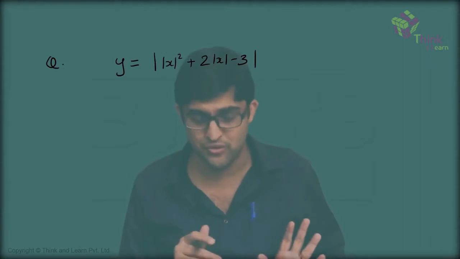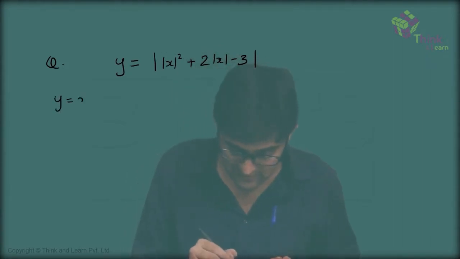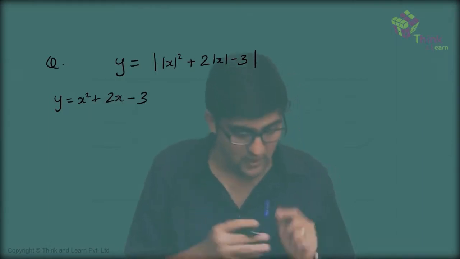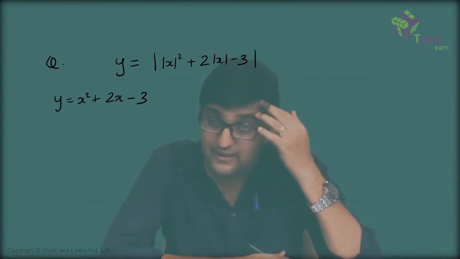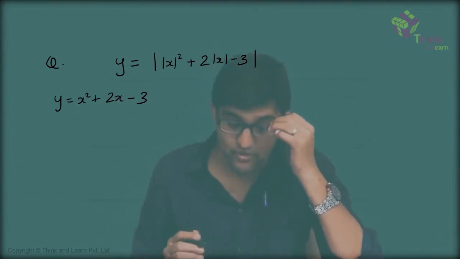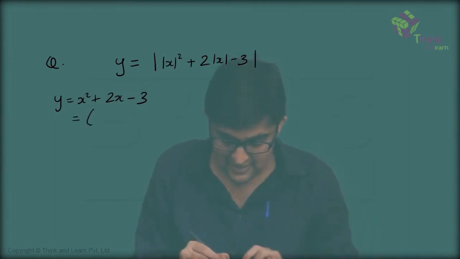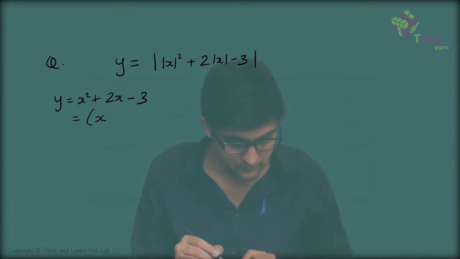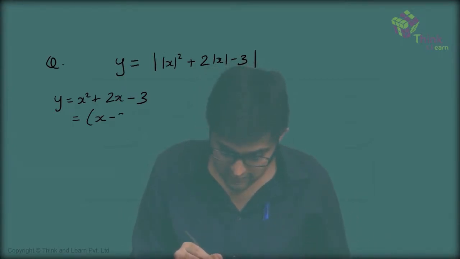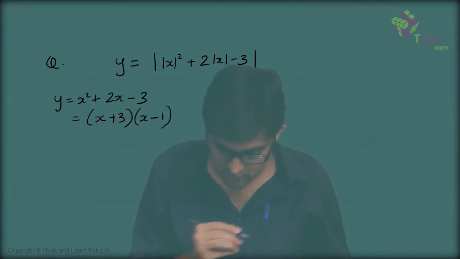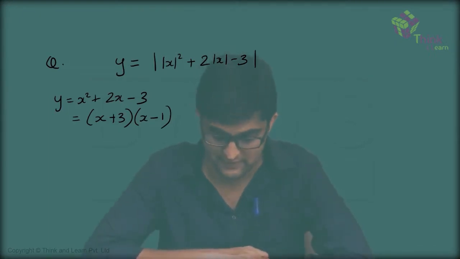So start with a function you know. So let me start with this function y is equal to x square plus 2x minus 3. You know this function very well, so you can easily draw this function. If I factorize this, I'll get x plus 3 and x minus 1, right? This is the function.